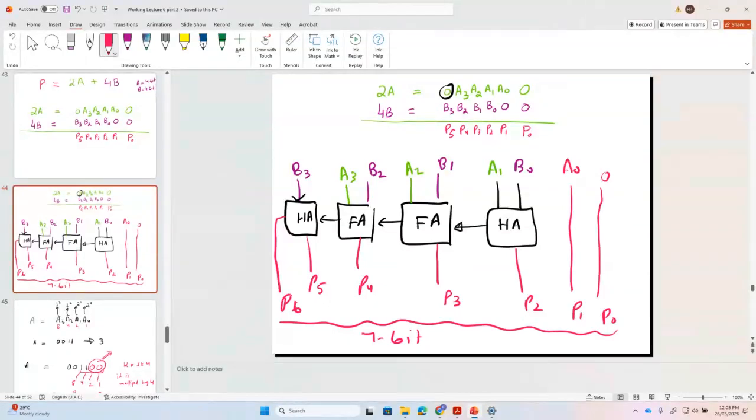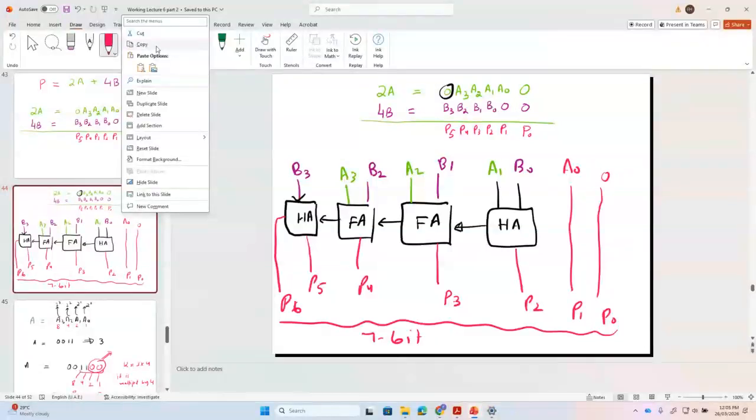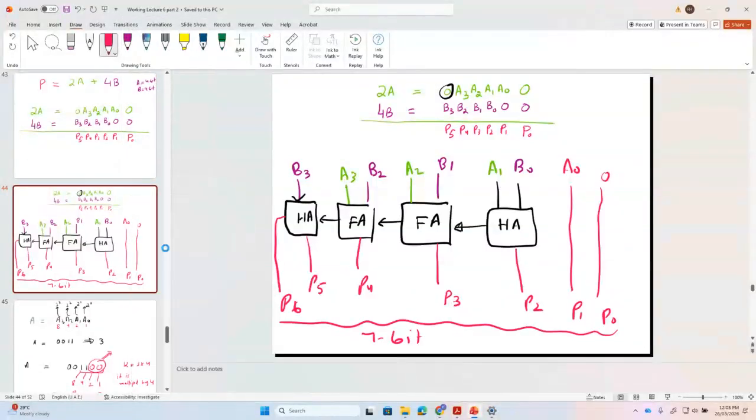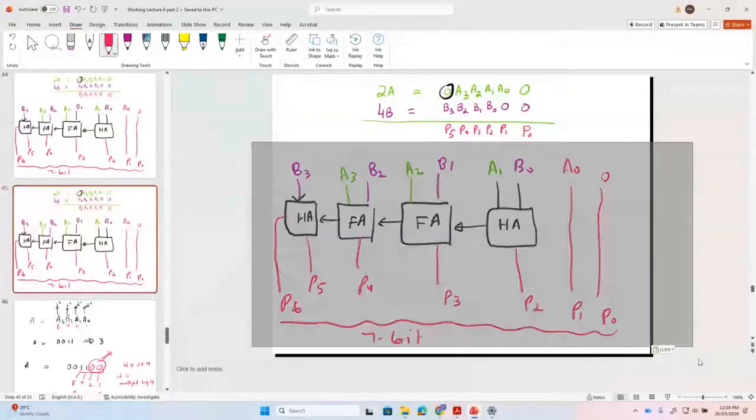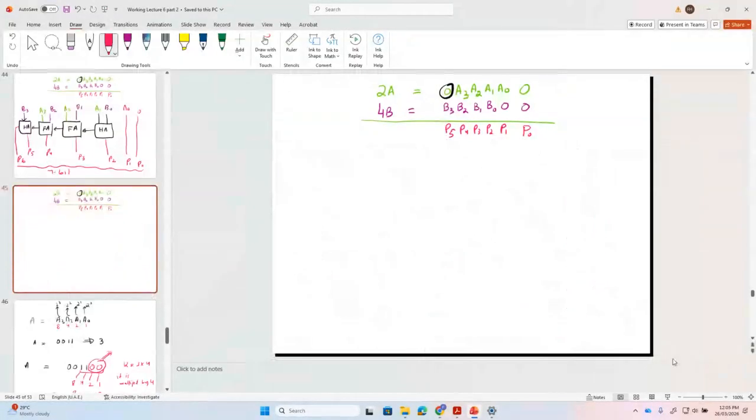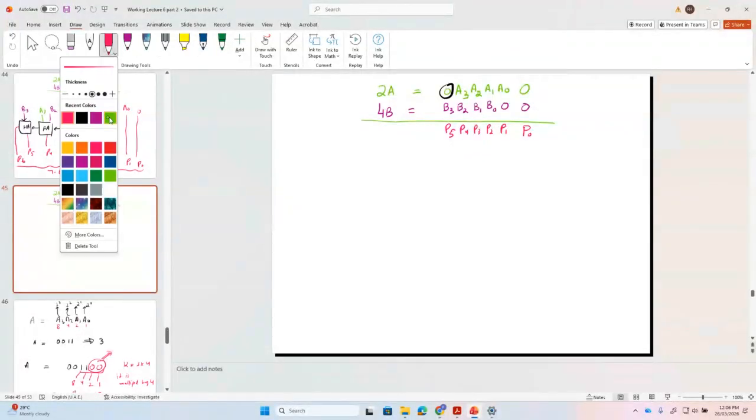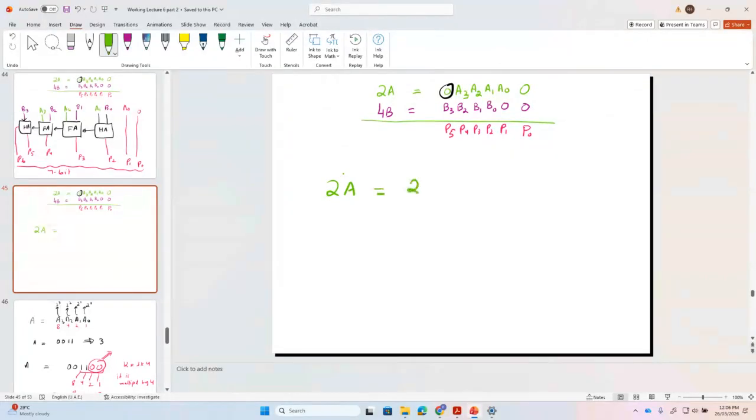And now I will prove it. Why will 7 bits be required to represent it? I will prove it now. Okay, we want to compute 2a. What is the maximum number for 2a? 2a is equal to 2 multiplied by 15, because a is a 4-bit number, so the maximum number will be 15. 2 multiplied by 15 is 30.